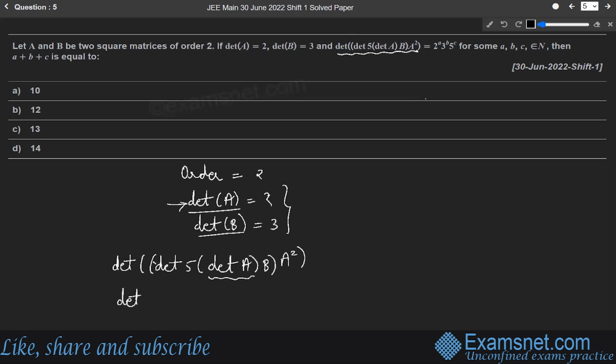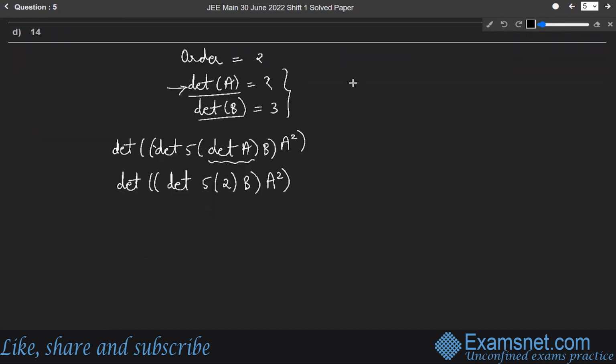So it will be determinant of 5 into, what is determinant of A? It is 2 into B and then A square. 5 into 2 is 10B, right? So it will be determinant of 10B and then A square, right?